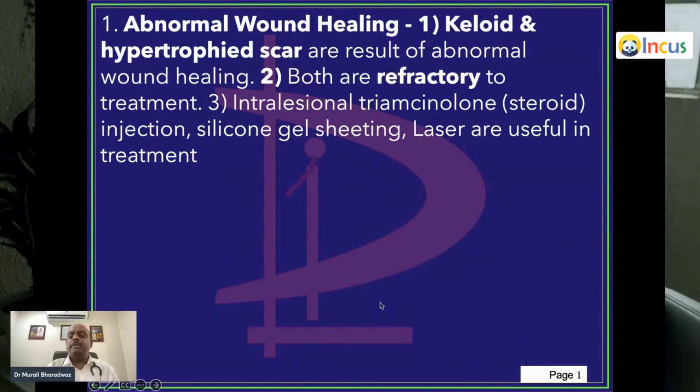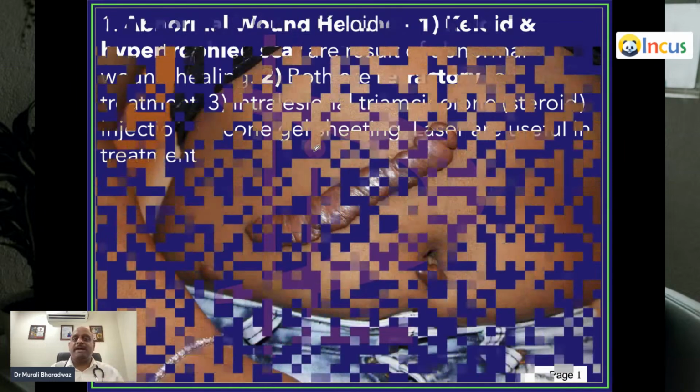Abnormal wound healing. Keloid and hypertrophied scar, they both are the manifestations of the abnormal wound healing. Both are refractory to treatment. And what is the treatment? It is the triamcinolone is what you need to remember. The triamcinolone injection, silicone gel sheeting, and laser. Today, when you become a dermatologist, the keloid and hypertrophied scar management is an arena.